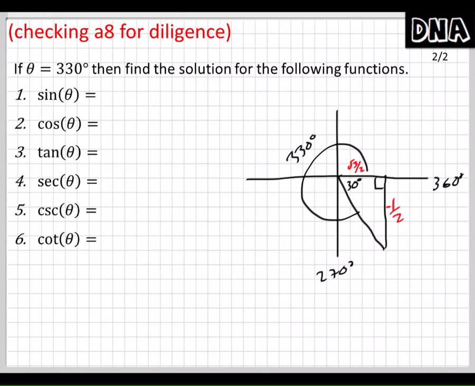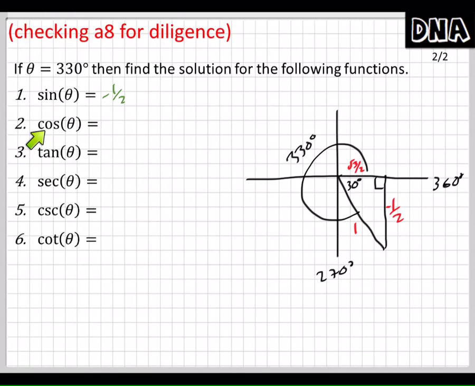So, sine. Sine is opposite over hypotenuse. And our hypotenuse in a unit circle is 1. And we are inside our unit circle right now. So, opposite. Did I say hypotenuse? No, I said opposite over hypotenuse, right? Okay, so opposite of 30 degrees is negative 1/2. Divide negative 1/2 by 1. It's negative 1/2.